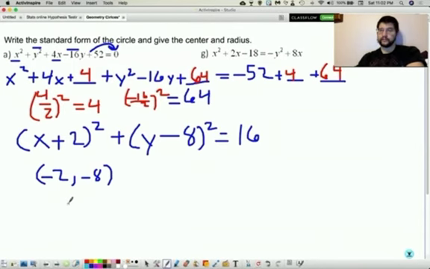Anybody see something wrong there? Hope you do. It's a negative 2, positive 8. Don't forget, we have to change the signs. So that's my center.